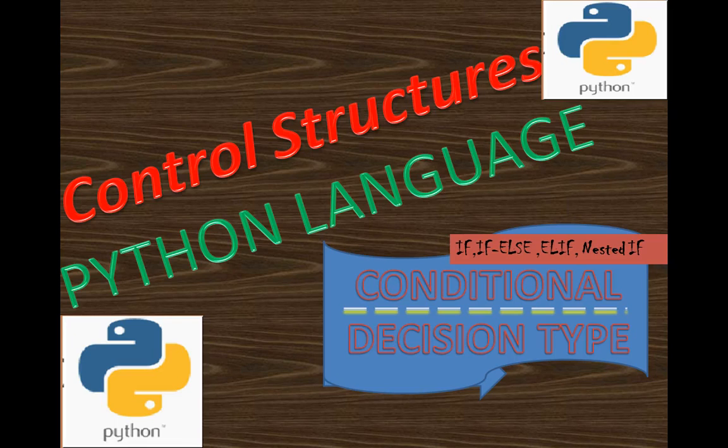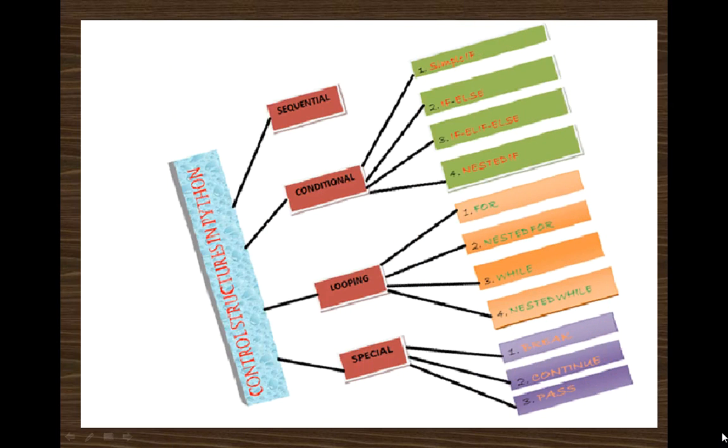Hello friends, this video is the continuity of the previous video in which we were discussing control structures in Python language. In that video, we discussed control structures and why they are required in programming language. Then we discussed the types of control structures, and we covered the first type, that is sequential, in which the control flows from top to bottom.